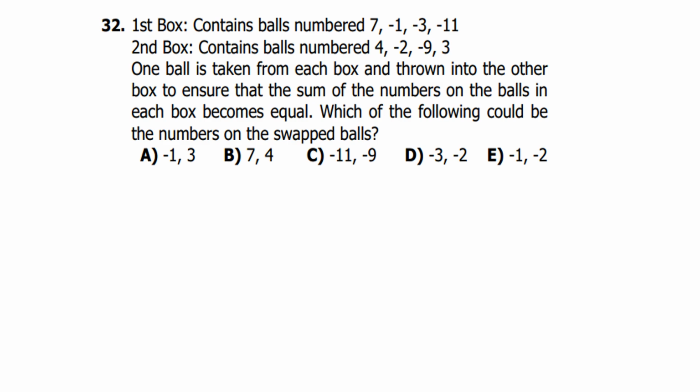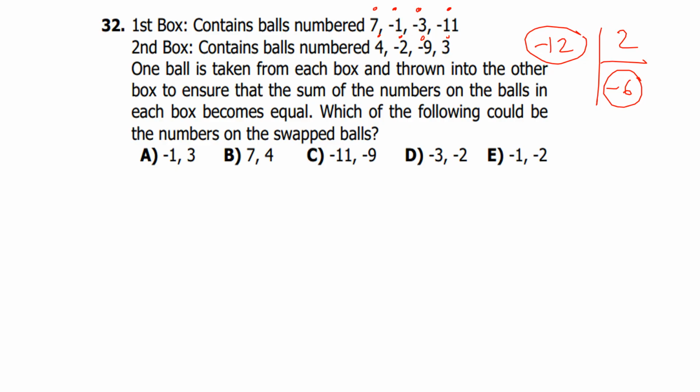Each box becomes a cube. Let's find the total. 7 minus 1, 6, minus 3, 3, minus 11, minus 8, plus 4, minus 4, minus 2, minus 6, minus 15, and minus 12, minus 12. Minus 12 over 2 is equal to minus 6. Each box needs to be minus 6.